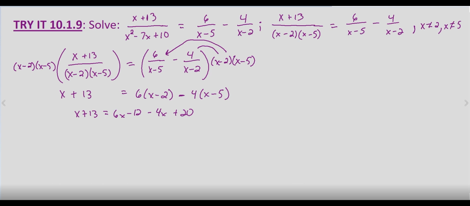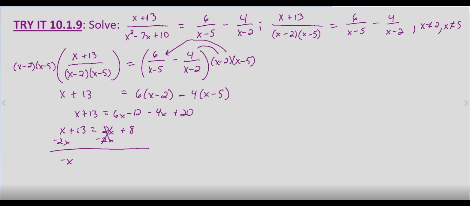That's from the 6 times x, 6 times negative 2. Negative 4 times x is minus 4x, and negative 4 times negative 5 is a positive 20. We'll combine like terms on the right-hand side to give us 6x minus 4x is 2x, minus 12 plus 20 is plus 8. And we'll go ahead and move the variable terms to the left-hand side. So minus 2x. So the 2x's will cancel. 2x minus 2x is 0, and x minus 2x is negative x.